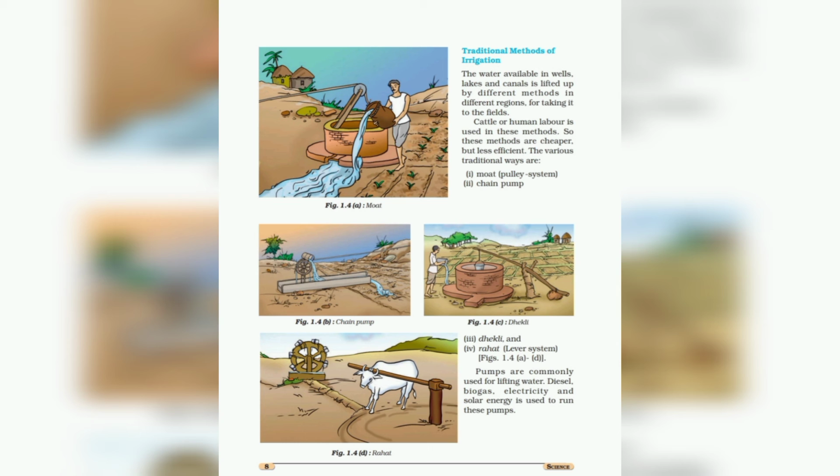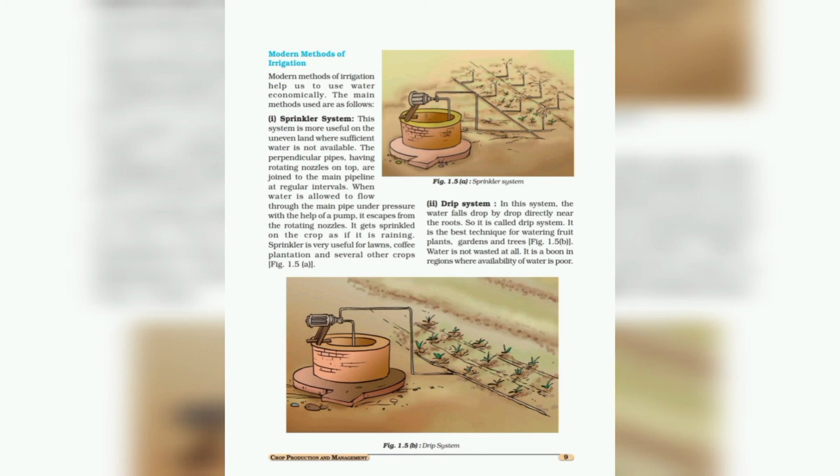So pumps are commonly used for lifting water. Diesel, electricity and solar energy are used to run these pumps. Now, the modern methods of irrigation. The modern methods used for irrigation are sprinkler system and drip system.